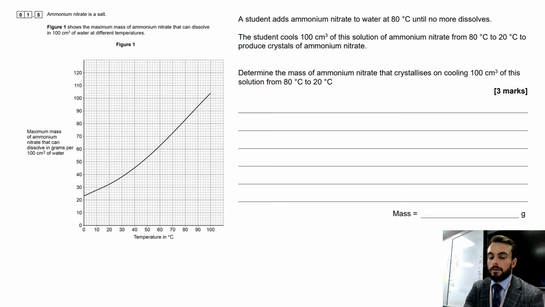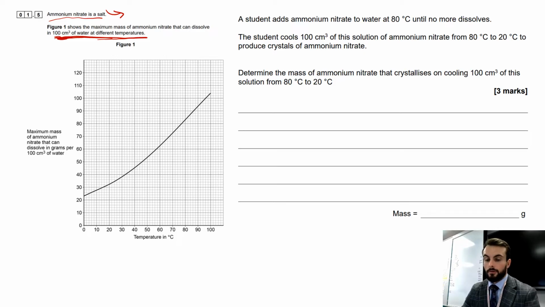So this one, it says ammonium nitrate is a salt. The graph shows the maximum mass of ammonium nitrate that will dissolve in 100 centimeters cubed of water at different temperatures. So one thing you may be aware of, your teacher may have told you, or you may just know this off the top of your head: if you heat up a liquid, the amount of salt that you can dissolve in it will increase.